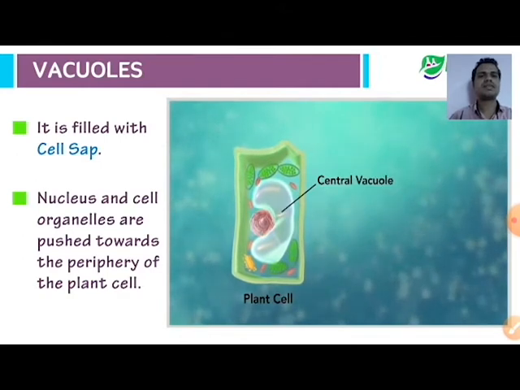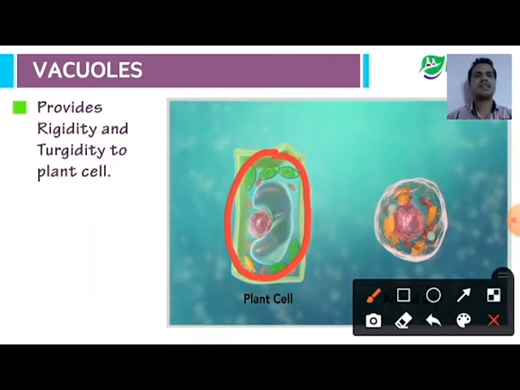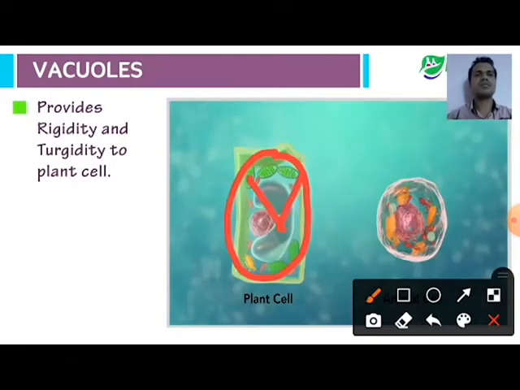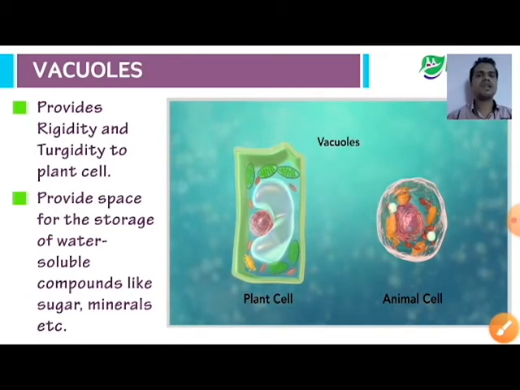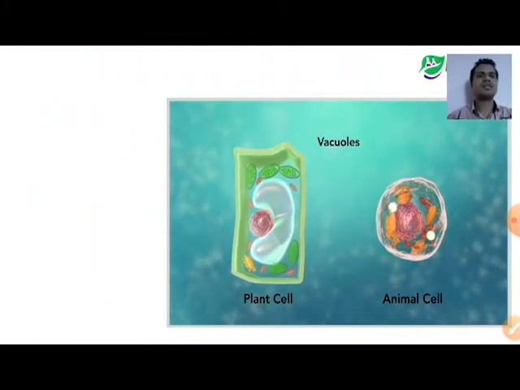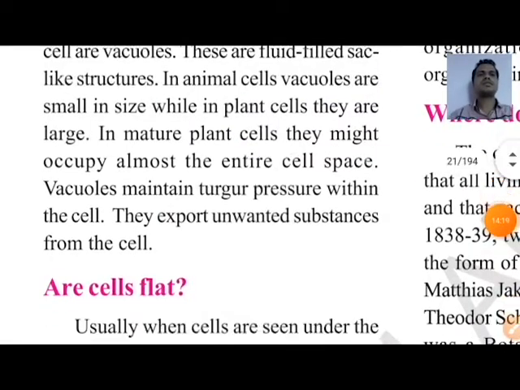Now what is the meaning of periphery? Periphery means the outer layer. Because of this vacuole, all the cell organelles are pushed outside to the periphery. It also provides space for the storage of water soluble compounds, just like sugar and other minerals. Now let us discuss some other important thing.